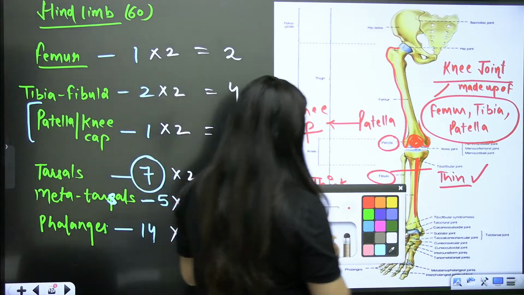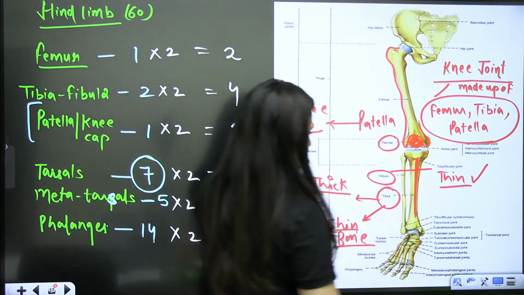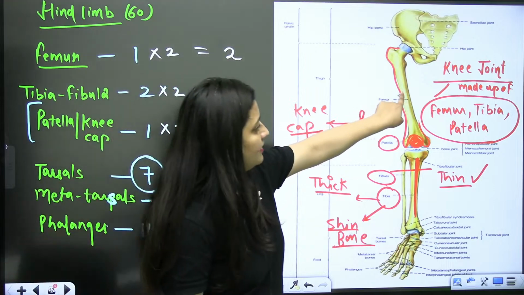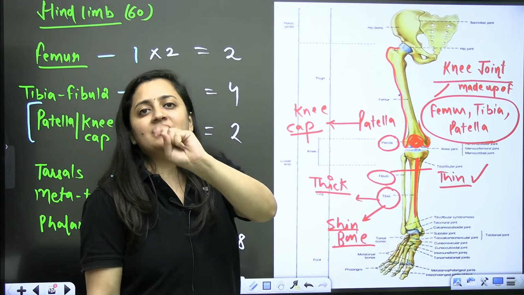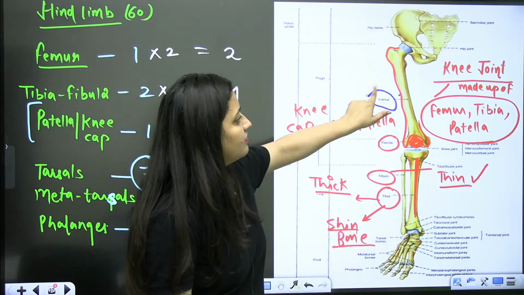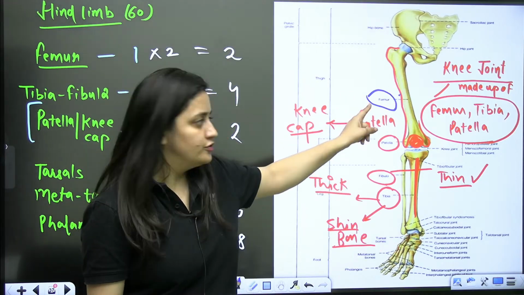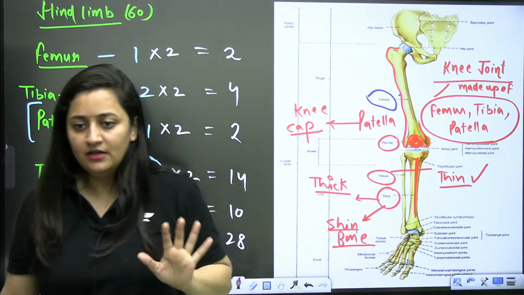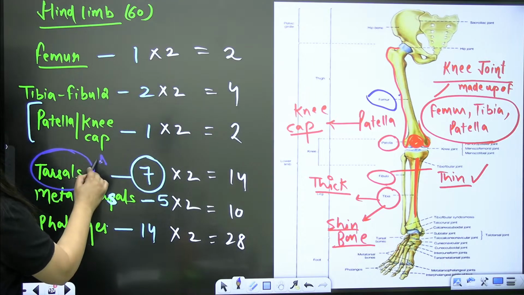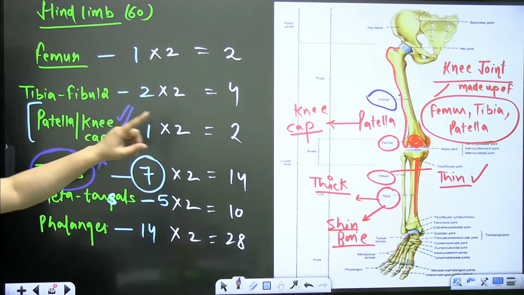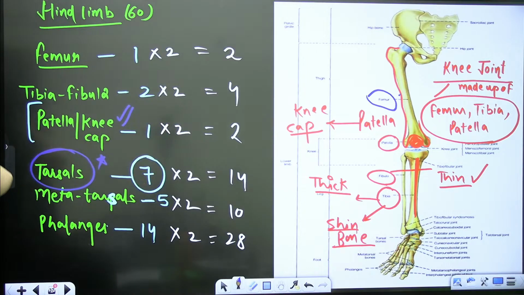You know what's my trick here? My trick is very simple. Femur and fibula, we don't need two Fs. We just need one F, and femur will go here. So femur, tibia and patella. This is extra that you need to remember. So the knee joint has femur, tibia and patella.